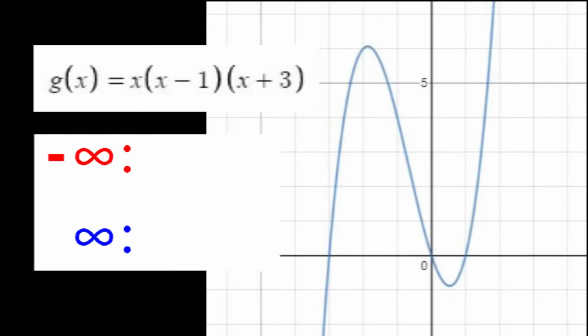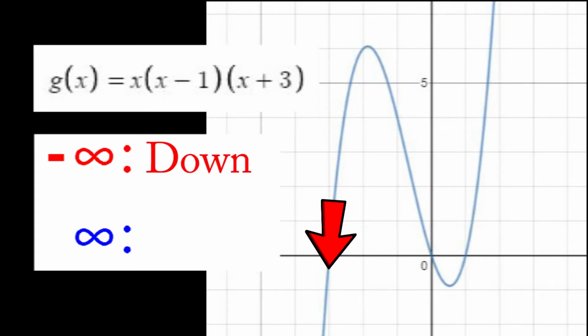So take this polynomial here, x times x minus 1 times x plus 3, and we want to decide what is the end behavior. Where is it going towards negative infinity? Well, without just looking at the numbers here and knowing what it is, the best option would be to graph it and see where it's going. So as you see here on the left, towards negative infinity, I'm going down. And on the right, going towards positive infinity, my graph is going up. That is how we're going to find end behavior.